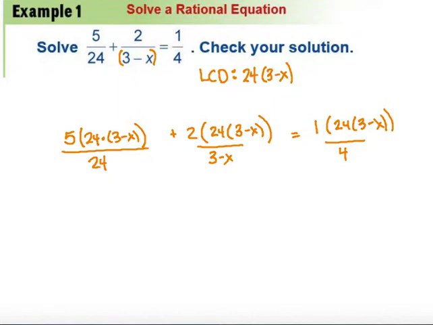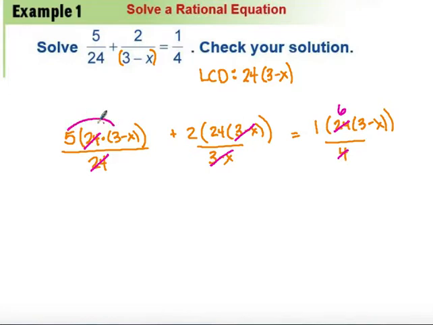Now what I'm going to do is cancel out the common factors. So that's going to be the 24. In the second term, it'll be the 3 minus x. In the third term, nothing completely cancels, but the 4 will divide into 24 6 times. Now I'll need to simplify. So you can see that I no longer have any denominators, and that's really what I wanted. I wanted to get rid of all of my denominators.